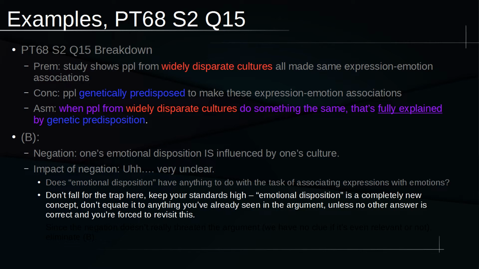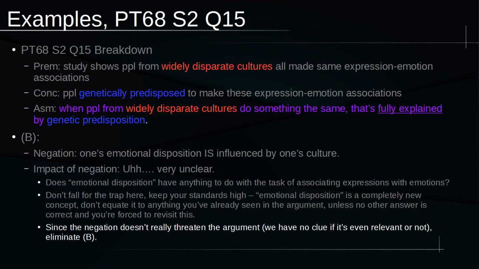We may have to revisit this if we're forced to, but from a starting position, don't just go out and make these connections on behalf of the arguer. Don't do it. Don't assume that emotional disposition means something other than what we know about it, which is absolutely nothing. And so as far as we can tell at this point, since the negation of B doesn't really threaten the argument, we have no clue if it's even relevant or not. We're eliminating it from the running for the time being, and we'll move on.